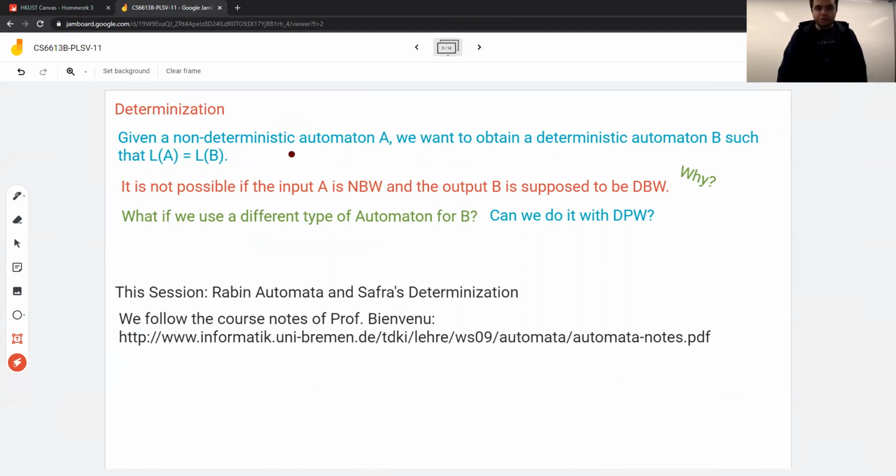So I'm sure you have already seen examples of this in case of finite automata. If you have a non-deterministic finite automaton, you can always do that classical subset construction and make it deterministic. It increases the size of the automaton, but that's fine.